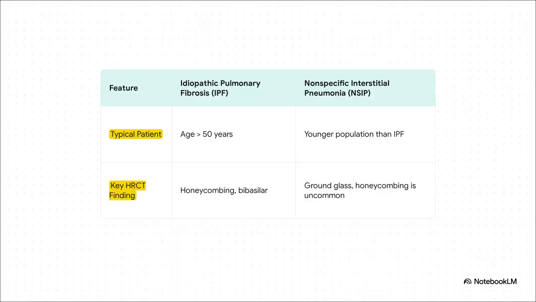IPF is the most common and, unfortunately, the most deadly of the IIPs. It usually hits older patients, and the classic sign on the HRCT is that honeycombing pattern down at the lung bases. On the other hand, NSIP often shows up in younger folks. You see more ground glass on the CT, and thankfully, it carries a much better prognosis. Telling them apart is a huge deal for how you counsel patients and what treatments you offer.